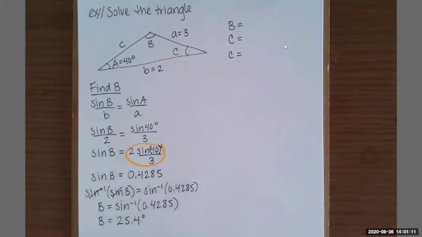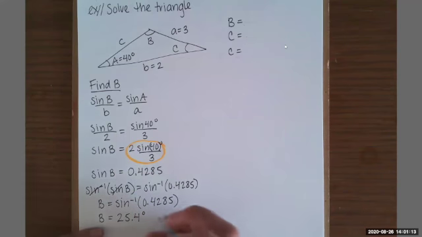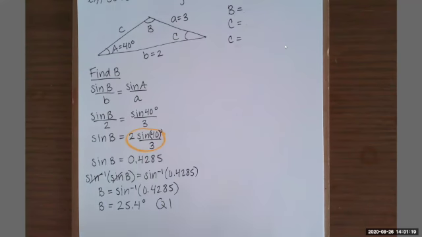Now, here's where we have to do some thinking. Your calculator is only going to give you the solution in quadrant 1. So what we need to do is consider the possibility in quadrant 2. We never have to worry about quadrant 3, right? The angles in a triangle add up to 180, so it's impossible for one of our angles to be greater than 180. And we also never have to worry about 4 because we can't have a negative angle, and we certainly can't have something between 270 and 360. So we only have to worry about quadrant 1 or quadrant 2.